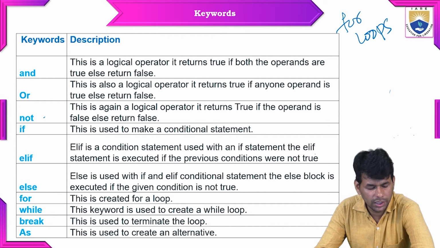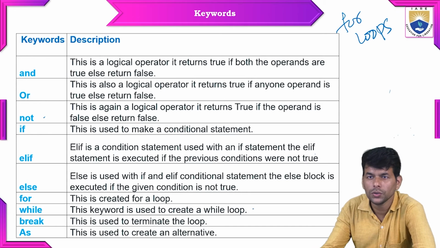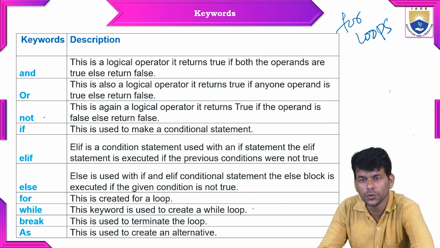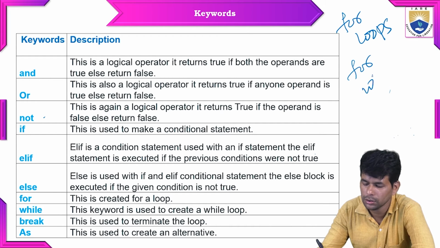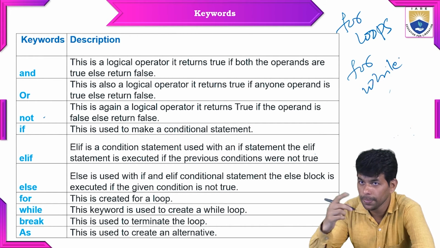Is that clear? The next one is while. While is the keyword used to create a while loop. So for and while, both are for loops only.